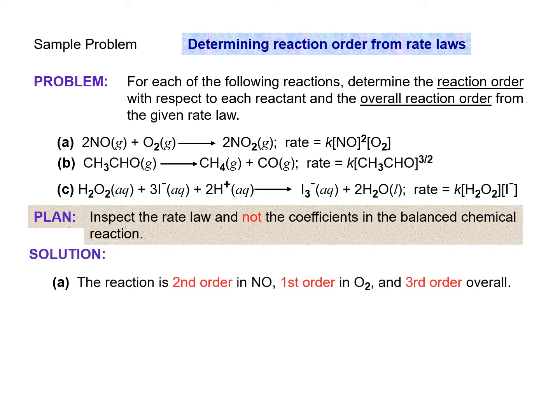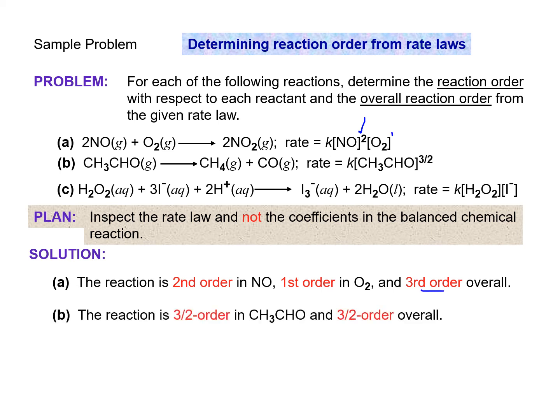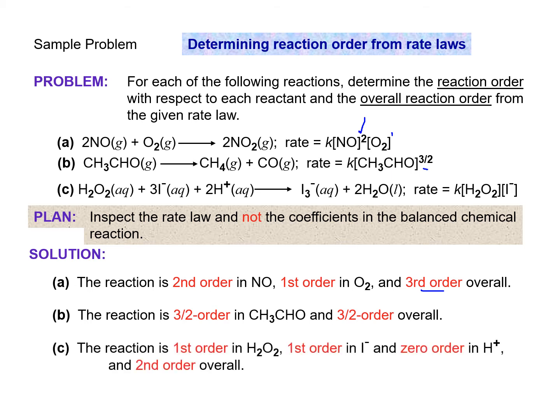So for the first one, you'll notice that we've got a 2 and a 1, so that makes a third overall order. The next one, we've got 3 halves, so that is our order. And in the last one, we've got a 1, a 1. It looks like I'm missing one here, which is also, I guess, the hydrogen. Apparently it's a 1 as well. No, sorry, it's a 0. So 1 plus 1 gives us 2. So there you go.